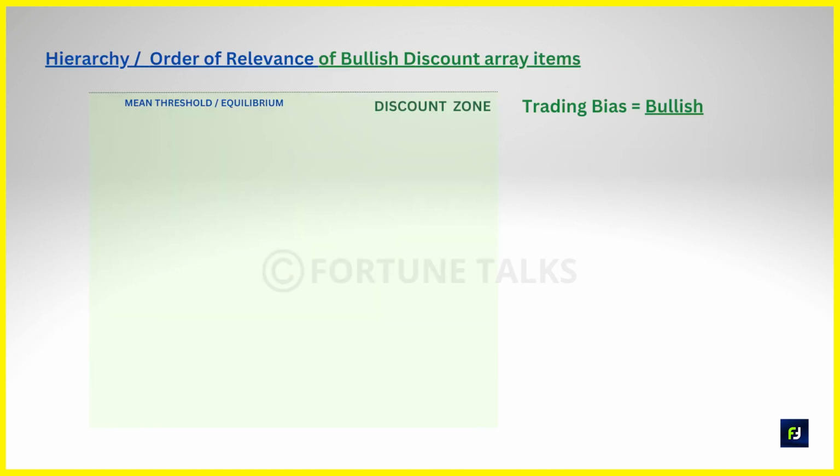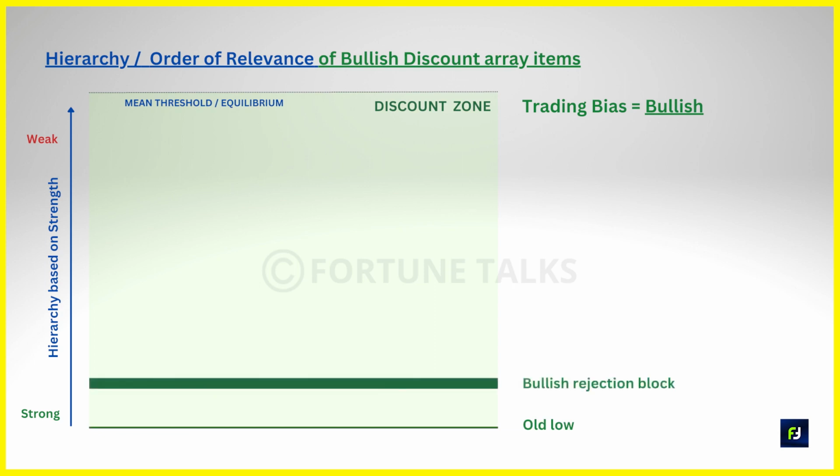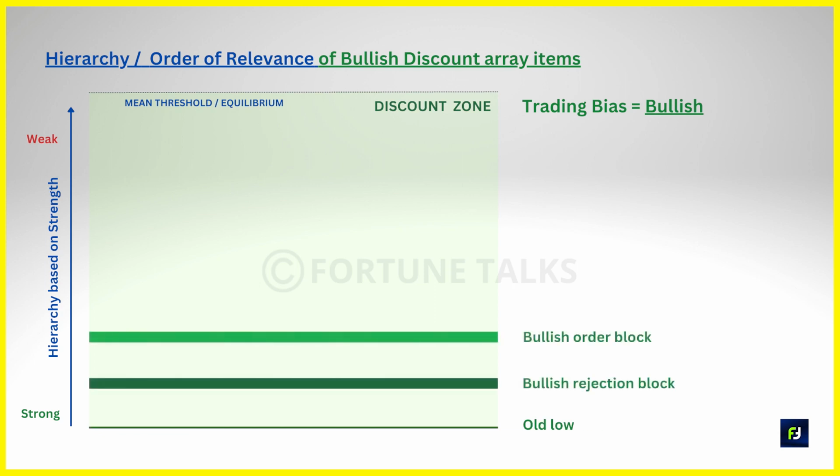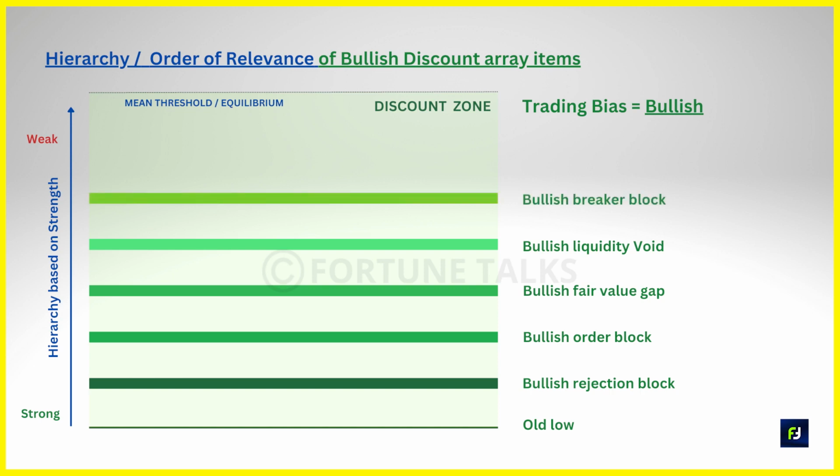Now, let us look at the order of relevance of discount array items. We will only consider the discount zone when our trading bias is bullish. So for remembering this with ease, we can also call it a bullish discount array. Here, I have listed the bullish discount array items in the order of their relevance or hierarchy. So the most relevant institutional reference point is the old low, followed by a bullish rejection block, then a bullish order block, a bullish fair value gap after this, followed by a bullish liquidity void, a bullish breaker block thereafter, and the least relevant item is the bullish mitigation block. The hierarchy or relevance of fair value gaps and liquidity voids can be interchanged.